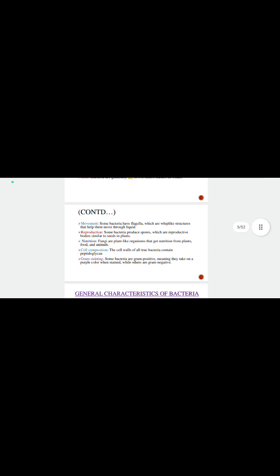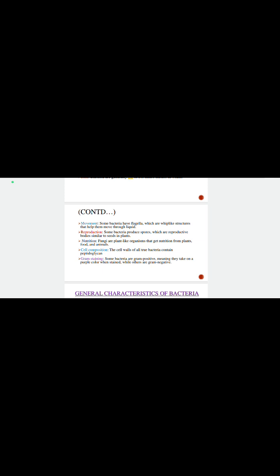Then shape. Bacteria are commonly seen in spherical, rod-shaped or spiral shape, and the size of the bacteria is generally 0.5 to 5 micrometers in width. Then movement. Some bacteria have flagella, which are whip-like structures that help them to move through liquid. Then reproduction. Some bacteria produce spores, which are reproductive bodies similar to seeds in plants.